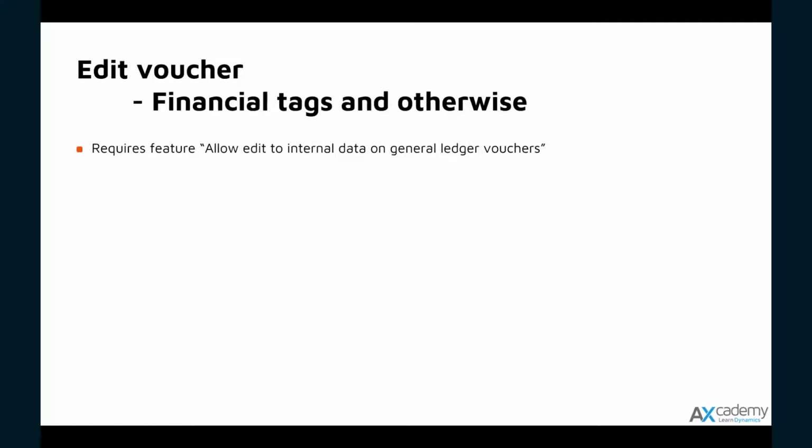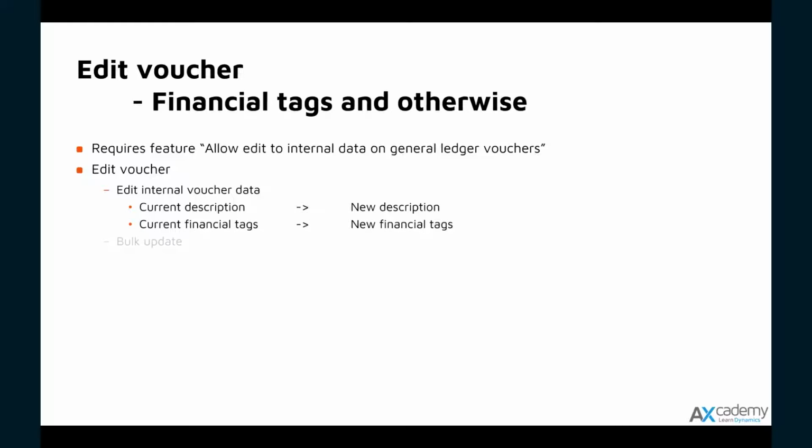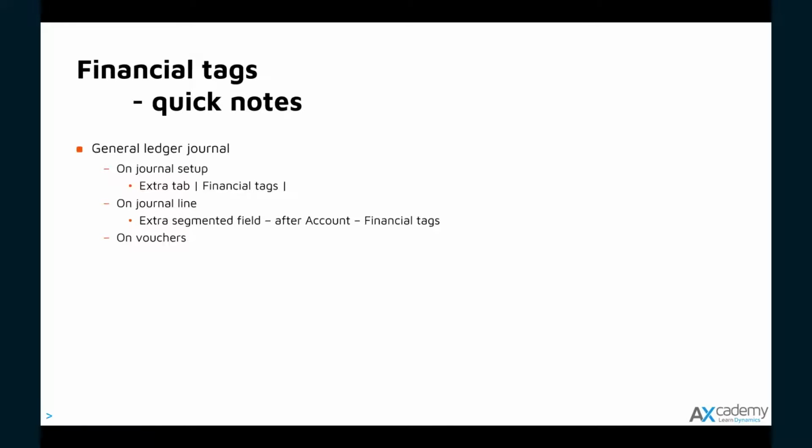Edit the voucher, I mentioned that. You need to switch a feature on, you edit the voucher, and you could edit not just tags, right? This is an overview of all of it. Description, we could do that before the tags, and then you could edit the financial tags in here. And there's also the possibility of a bulk update. Right now, I do hope that changes, but right now, it's a possibility to bulk update just one field at a time.